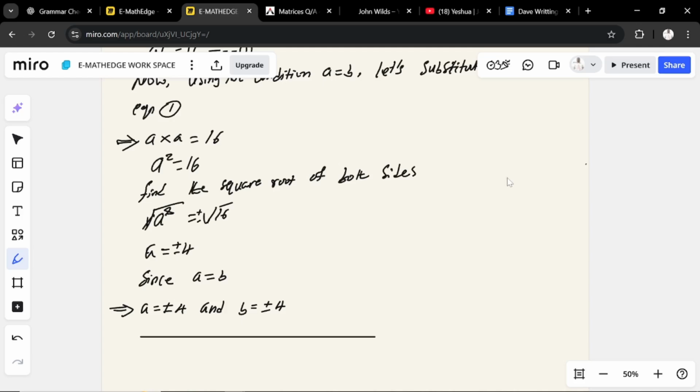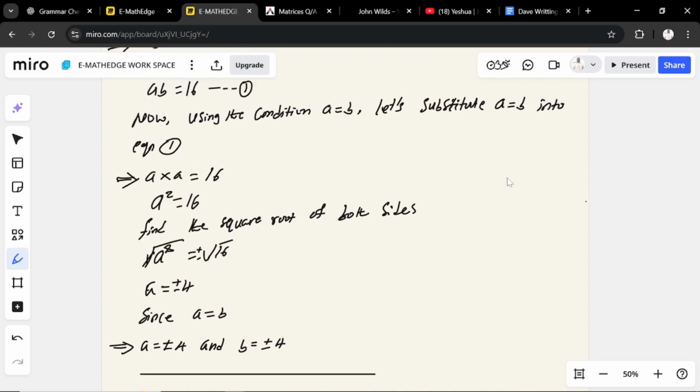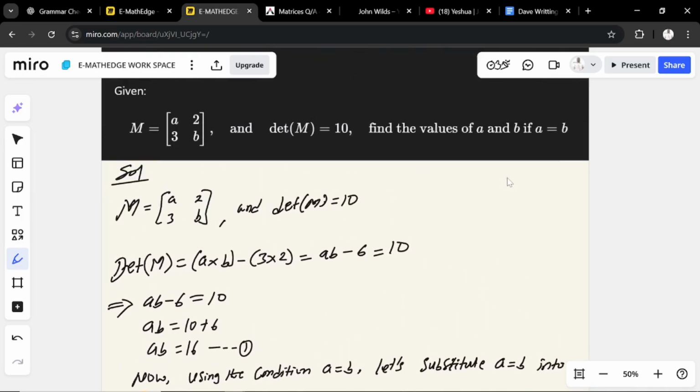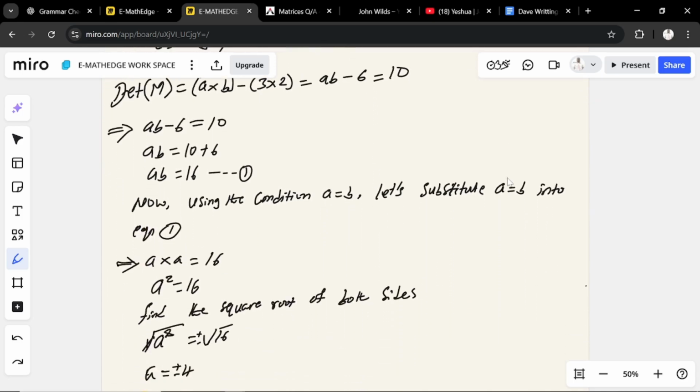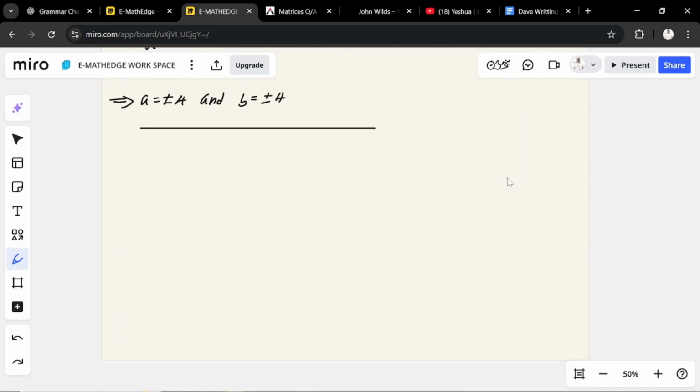So since we've obtained the value of A and B to be plus or minus 4, that is to say, if we substitute the value for A and the value for B into this matrix, which is matrix M, if we are to obtain the determinant, we are going to have it to be 10. So let's go ahead and substitute either plus or minus 4 into that matrix and obtain the determinant to verify if we are correct.